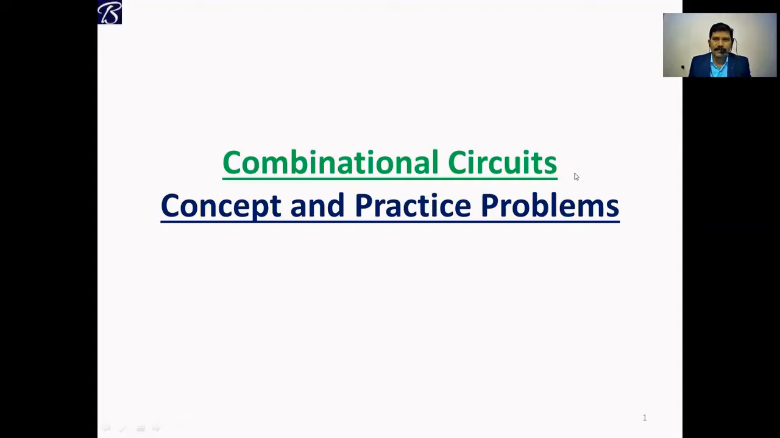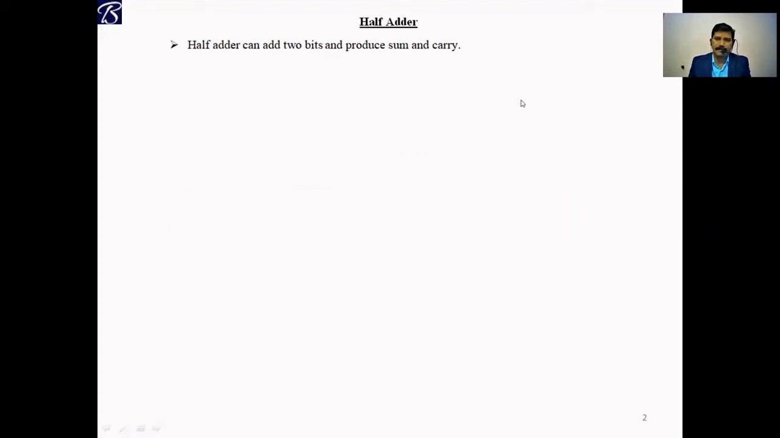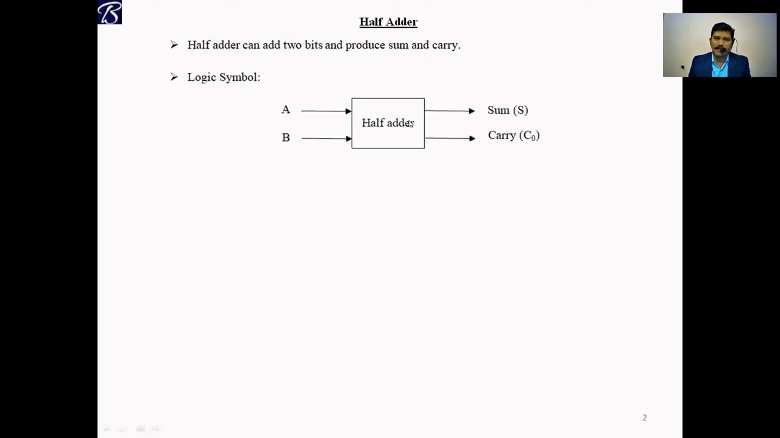In this video lecture, we will discuss combinational circuits, the concept as well as practice problems. Let us see first the half adder. A half adder can add 2 bits and produce a sum and a carry. The logic symbol we are seeing here is a half adder. The inputs are A and B because it adds 2 bits, A and B, and it produces sum S and carry C naught.